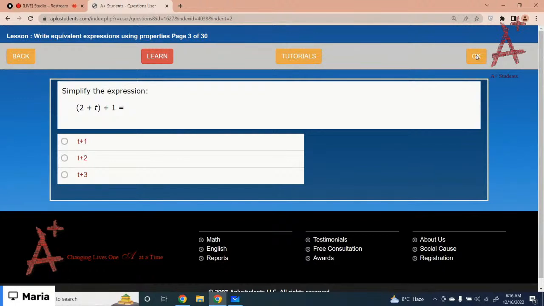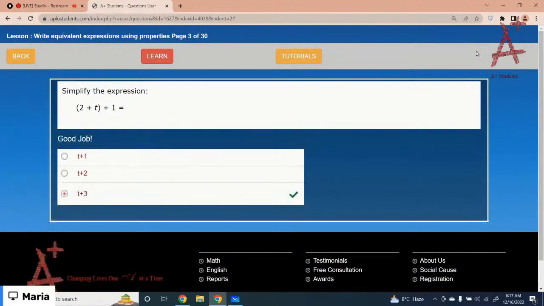So which option is the correct one? Very good. That would be t plus 3. 2 and 1 are the like terms. Just collect the like terms. So it would be t plus 3. Got it?